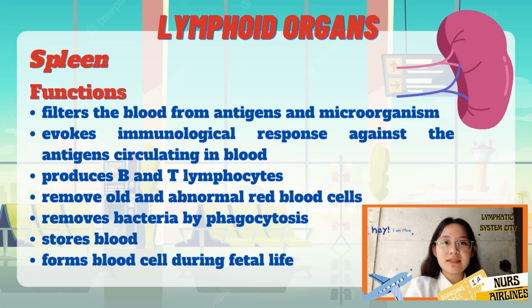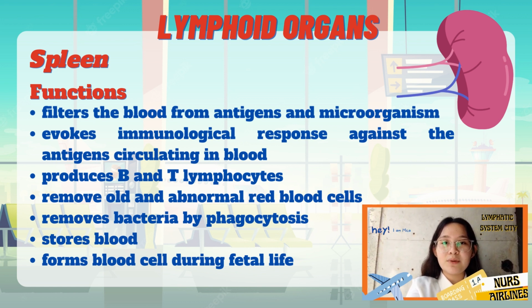It filters and cleanses the blood from antigens and microorganisms such as bacteria, viruses, and other debris. It also evokes an immunological response against the antigens circulating in the blood. It produces B and T lymphocytes, which are the 2 main types of lymphocytes and are responsible for the adaptive immune response of an organism. It also removes old and abnormal red blood cells and returns some of their breakdown products to the liver.